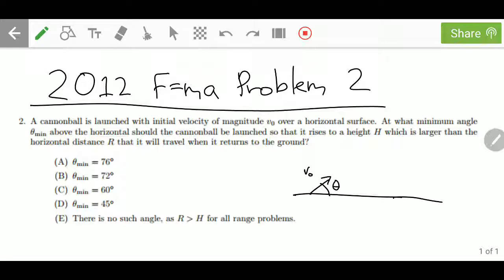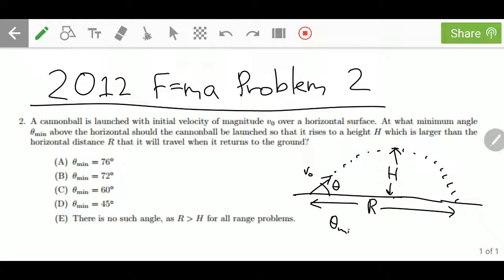and we're asked what is the minimum angle theta min such that the maximum height h that it reaches on its trajectory is larger than the horizontal distance r that it covers. So this is the horizontal distance r, and this is the height h, and we're asked for theta min such that h is greater than r.